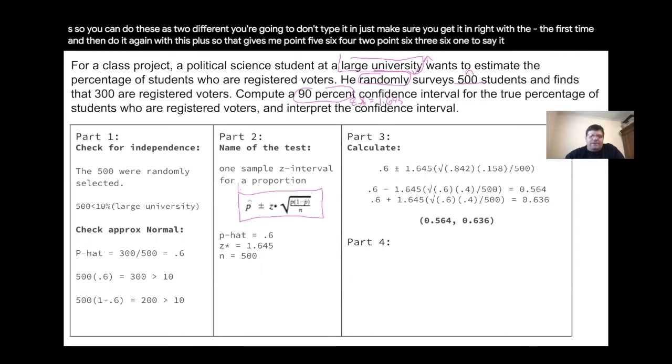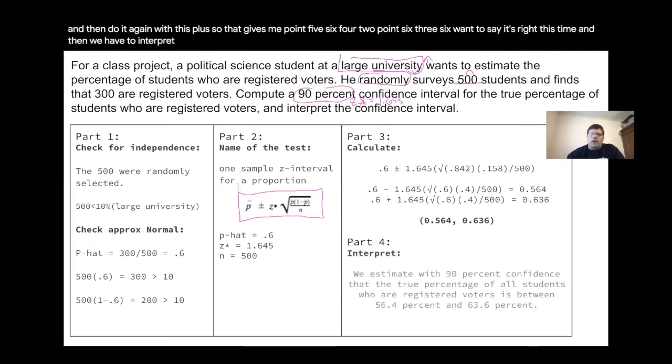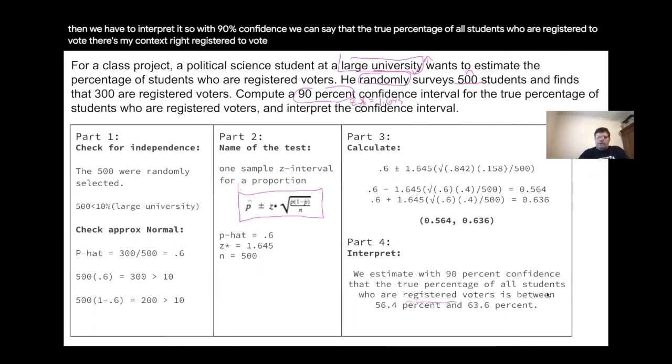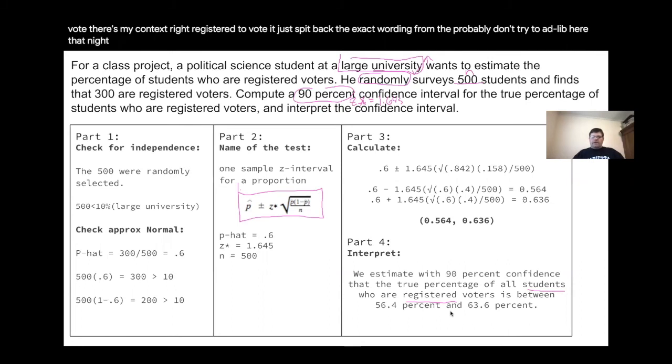I'm going to say it's right this time, and then we have to interpret it. So with 90% confidence, we can say that the true percentage of all students who are registered to vote, there's my context, right? Registered to vote. Students registered to vote. And just spit back the exact wording from the problem. Don't try to ad lib here. With 90% confidence, the true percentage of registered voters among the students is between 56.4% and 63.6%.